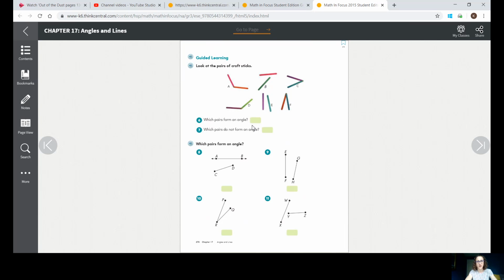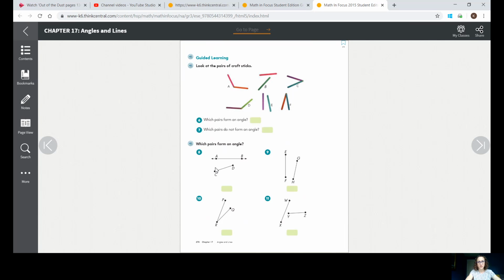I'll give you a minute to find the pairs that form an angle and then to find the pairs that do not form an angle. Okay, it looks like A forms an angle, C forms an angle, D forms an angle, and F forms an angle. Therefore, B and E do not form any angles.